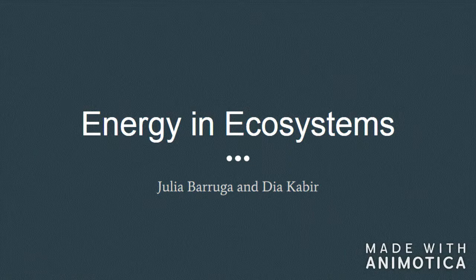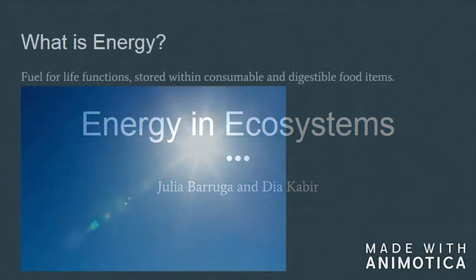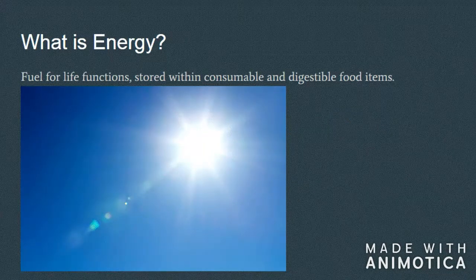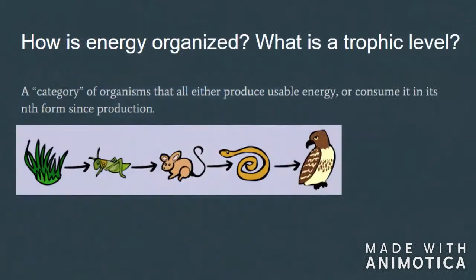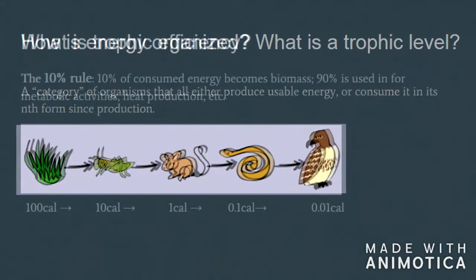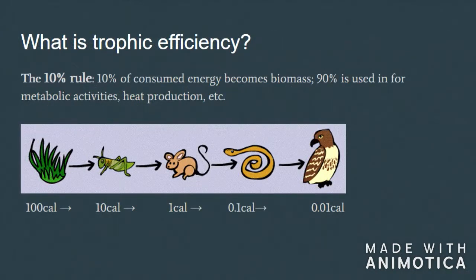Energy in ecosystems. Energy is fuel for life functions, stored within consumable and digestible food items. Trophic levels depict categories of organisms which all consume energy in its nth form since production. Food chains are simplified depictions of energy transfer directly through trophic levels. Trophic efficiency or inefficiency refers to how much energy has been retained or lost since its production.